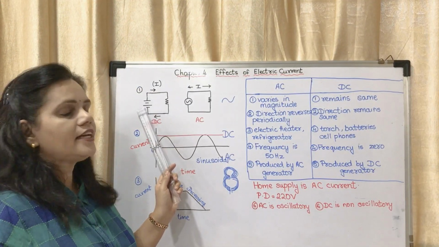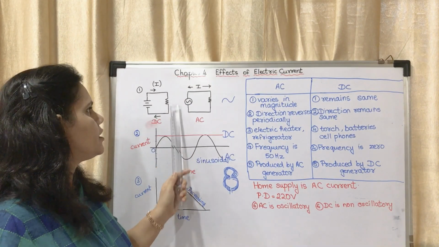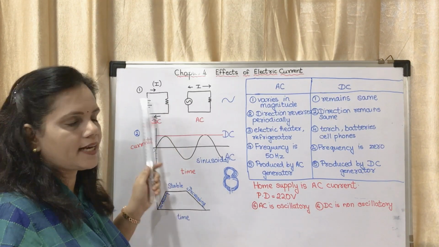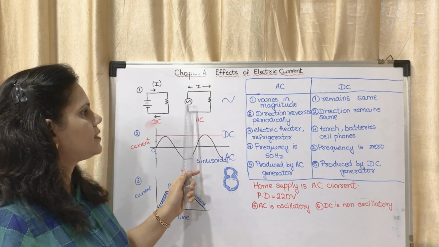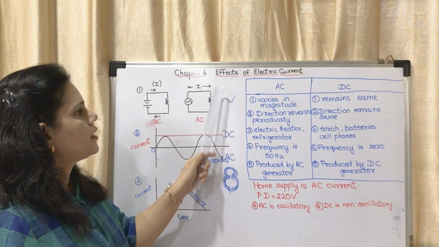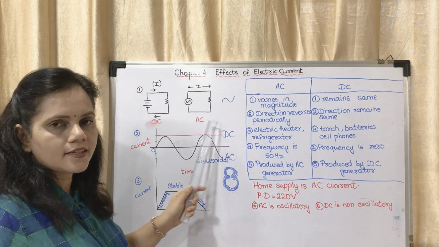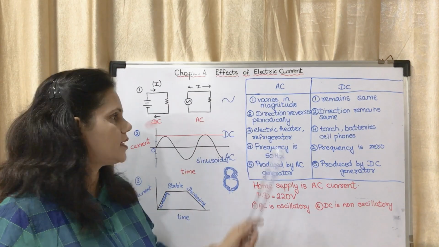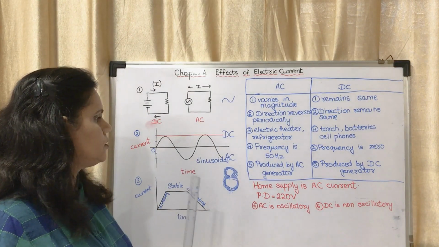So this is showing DC and this is showing AC. In DC it is moving in one direction only. I am showing you the direction. In case of AC, it is coming in this direction, moving in this direction, then in this direction, then in this direction. It is continuously reversing its direction. That means it reverses periodically. Its direction reverses periodically.